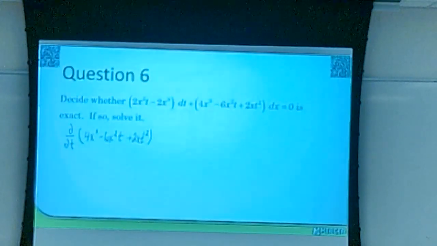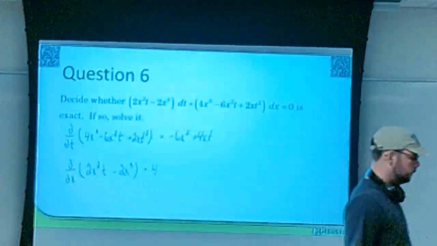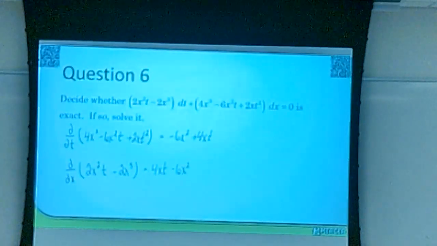What's that partial? Is 6x squared plus 4xt. Now we want partial x, process of elimination. What's that partial? 4x minus 6x squared. Is this exact?